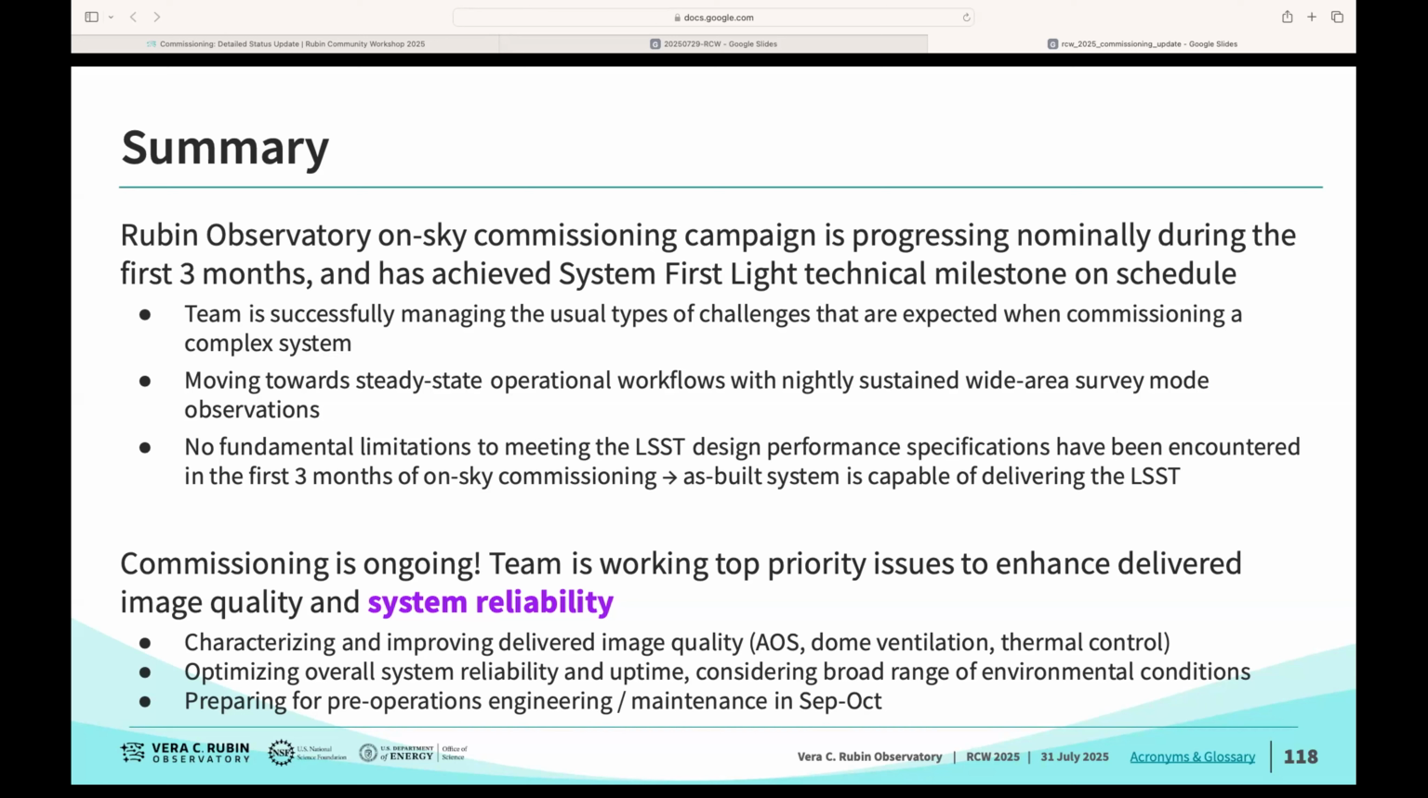As a team, we are working the top priority issues to improve the system reliability. That includes characterizing, improving the delivered image quality. That's the AOS, the dome ventilation, the thermal control. We're optimizing our overall system reliability and uptime. And we have a pre-operations engineering and maintenance scheduled in September and October. I'll end there. Thank you.